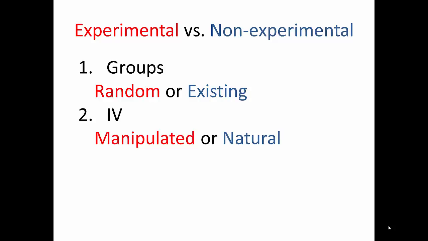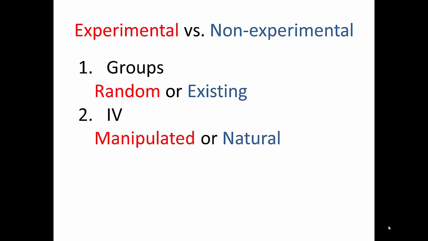The second distinction deals with the independent variable. In experimental research, the independent variable is manipulated by the researcher. In other words, the researcher is able to make the quality, level, or existence of the IV different for each group, and the researcher decides that. In non-experimental research, those differences in the independent variable already naturally exist.